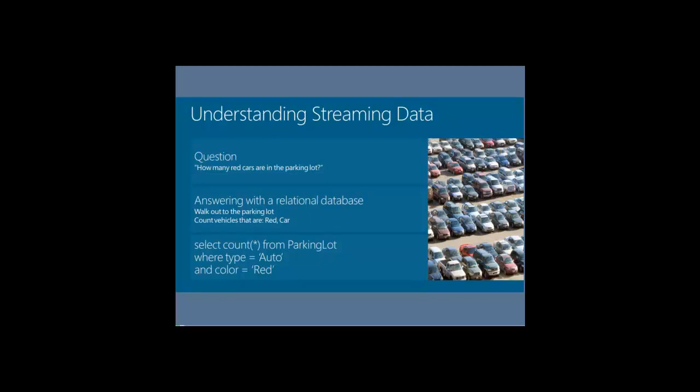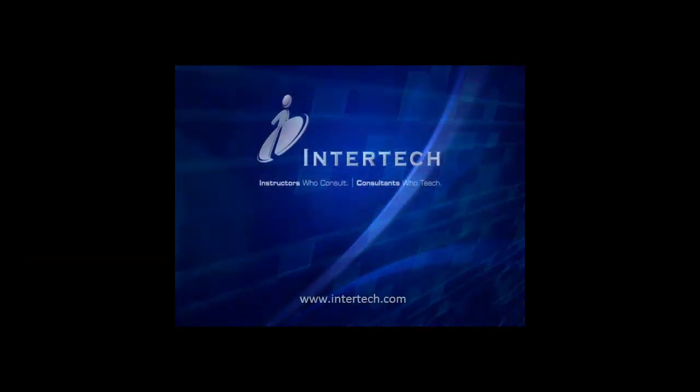Imagine the question, how many red cars are in a parking lot? Well, if we assume we are a relational database, the analogy here would be to walk out to the parking lot, walk through all the rows, and then count vehicles that fulfill that predicate, being red and being a car. So there's a very clear corresponding SQL theory, easy to understand, and that's how I would fulfill an ad hoc query against persistent data.